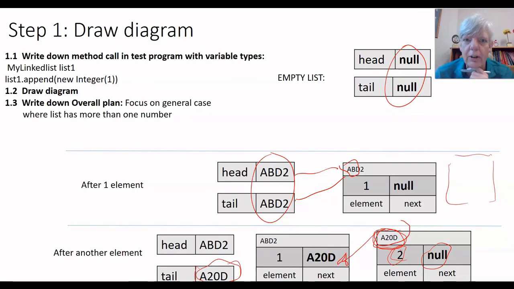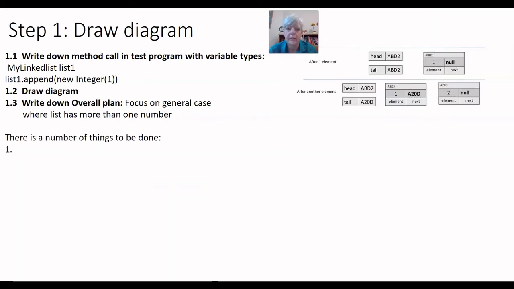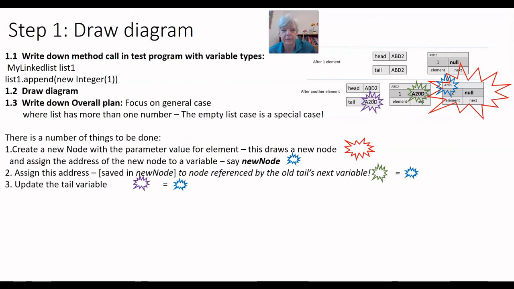We are focusing on the general case. The fact that the linked list is empty is a special case. The general case says that there are already elements in that linked list. So you know that there are a number of things to do. You have to create a new node. You have to take the address of the newly created node and store it in next. And you have to take that same address of this newly created node and store it in tail.